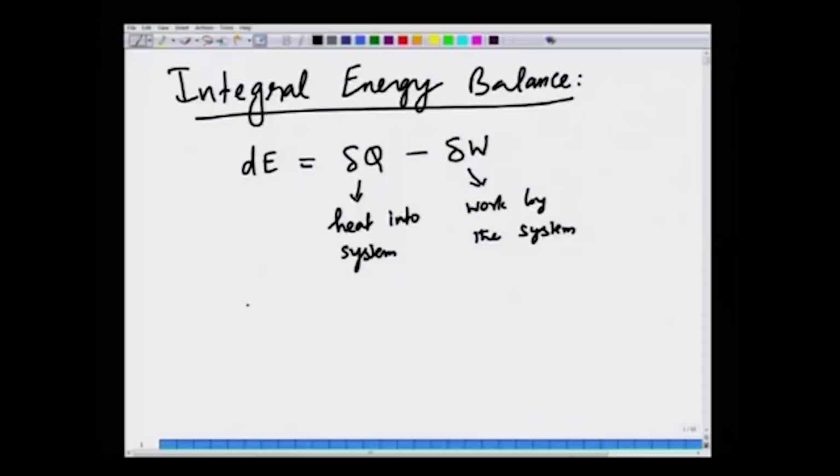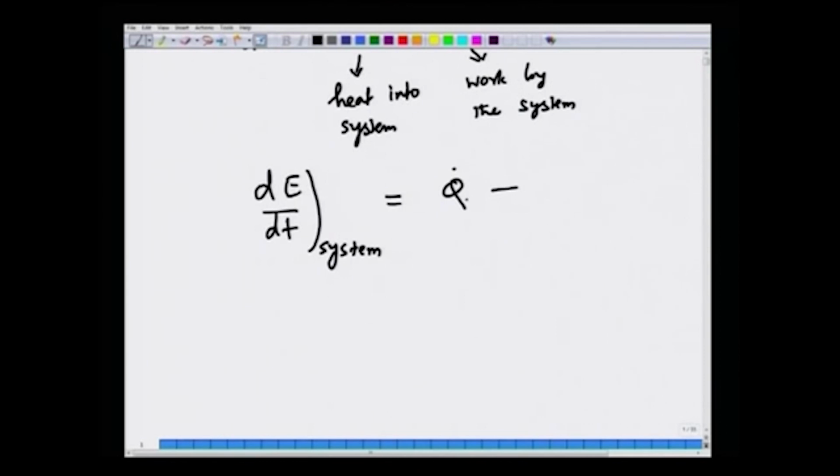We also pointed out that in engineering applications you will always have continuously flowing systems. So, it is good to rewrite the first law of thermodynamics in a rate form, which says that the rate at which the energy of a system changes is equal to the rate of heat transferred to the system minus the rate at which work is done by the system on the surroundings. So, Q dot is the rate at which heat is transferred to the system, and W dot is the rate at which work is done by the system on the surroundings.